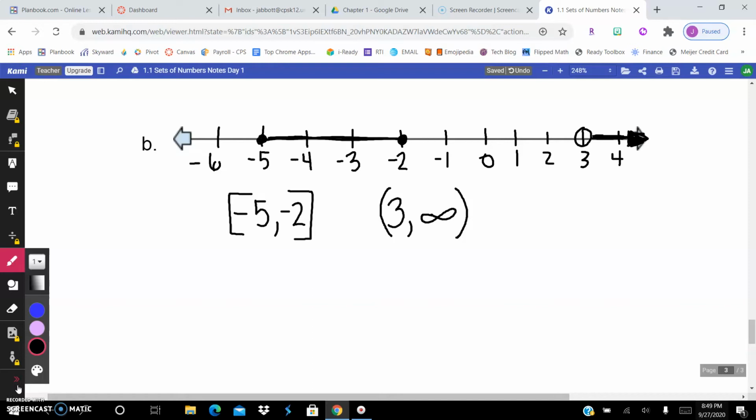Now, the numbers that we're talking about here on this one number line can be in either of these spots. So we're going to put an "or" sign between them, because it could be over here between -5 and -2, or it could be over here greater than 3.